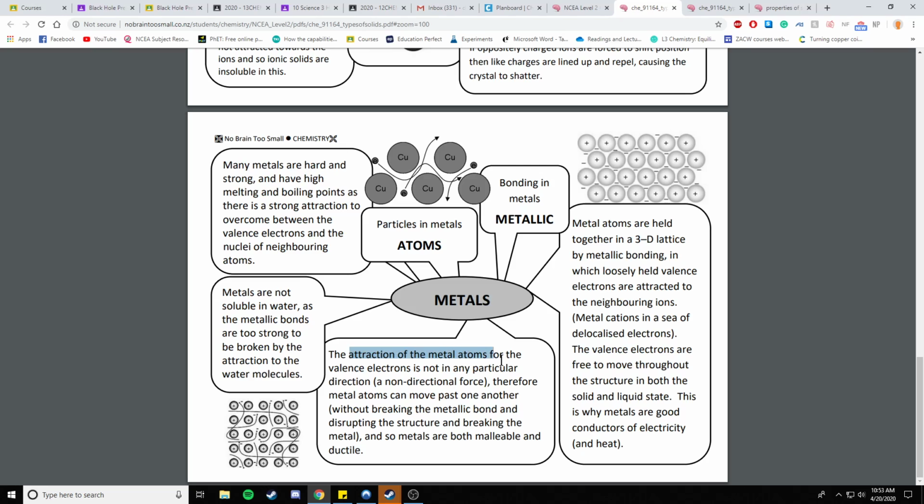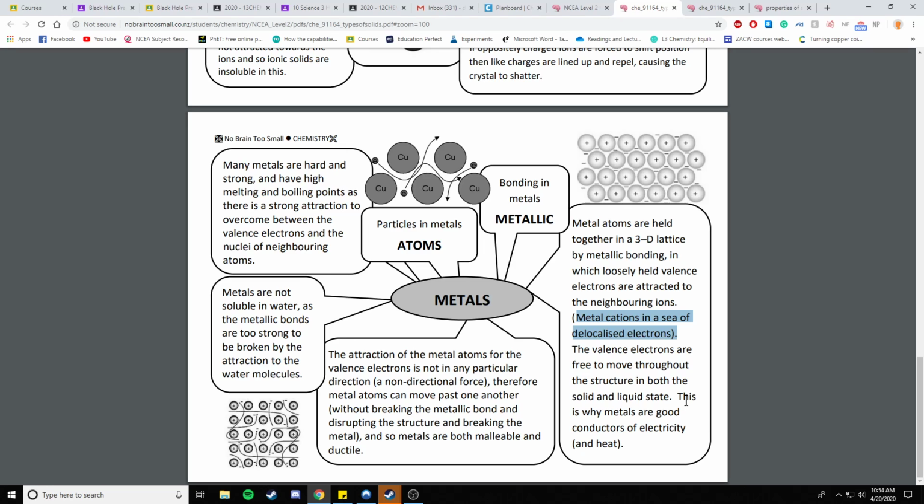The attraction of the metal atoms for the valence electrons is not in any particular direction. Therefore, metal atoms can move past one another without breaking the metallic bonds and without disrupting the structure, so they're both malleable and ductile. They can be beaten and pulled into wires. They're held in a 3D lattice by metallic bonding, which is loosely held valence electrons attracted to neighboring metal cations in a sea of delocalized electrons. You can just say this instead of trying to explain all this, which is why I've been saying this sentence over and over. The valence electrons are free to move throughout the structure in both the liquid and solid state.